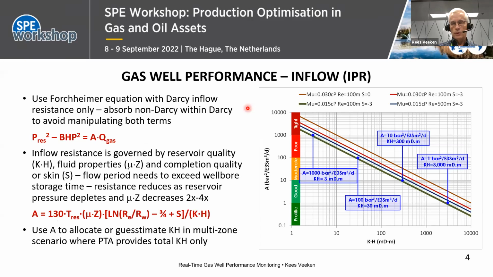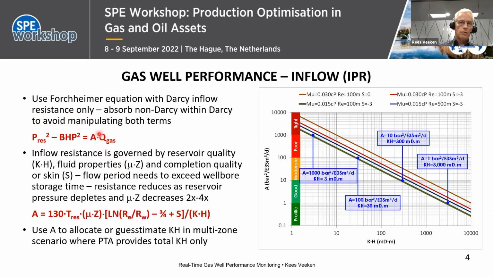Now let's go to the bit of fundamentals. So, gas well inflow performance. Inflow performance describes the relationship between the pressure drop between the reservoir and the flowing bottom hole pressure and the production rate. I've worked with quite a lot of inflow relationships, and the one I find easiest to use is the Forchheimer equation with only the Darcy inflow resistance, and you see how that looks. It's a p-squared formulation rather than pseudo pressure.